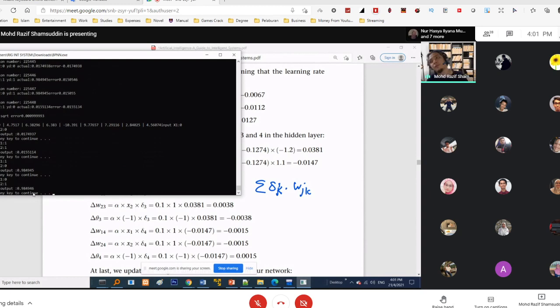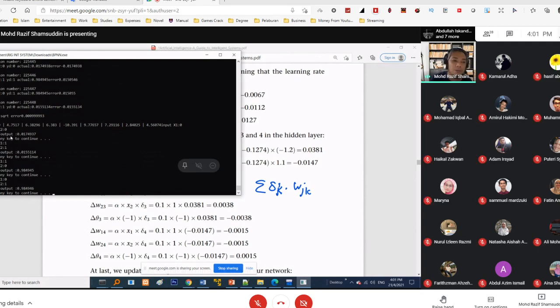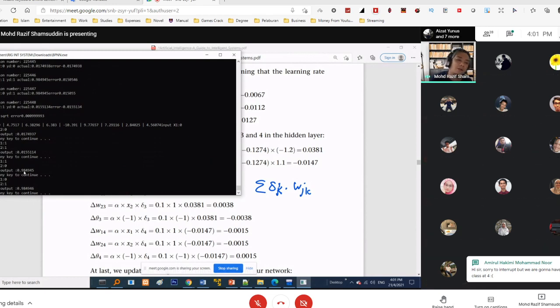Some of your friends in our previous classes asked whether it is possible that the actual output produced is exactly 0 and exactly 1. Yes, it's possible, but normally we will be satisfied with this kind of value. And for more complex problems, usually we don't tend to produce an exact value of 0 and 1, because later you will have a different problem. I'll explain that in our next class.